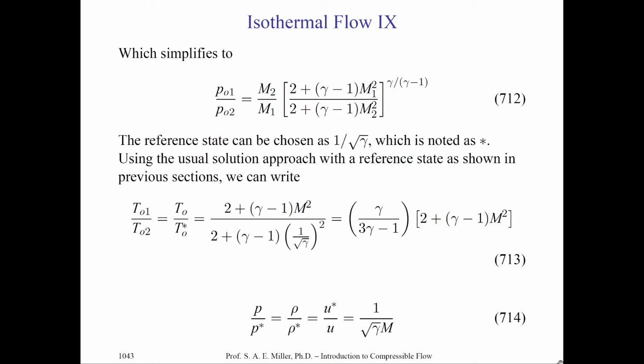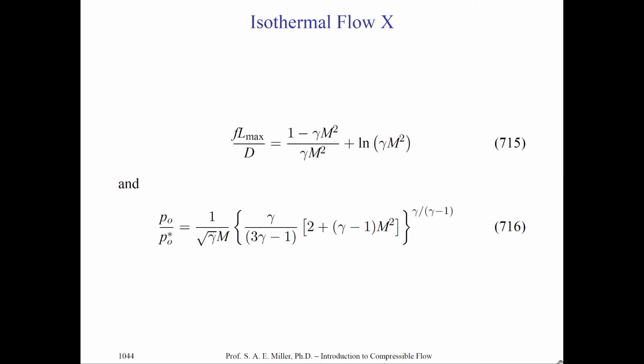This then illustrates and finds all other quantities, that is, the starred or critical quantities with respect to a particular flow quantity upstream relative to the critical value. Summarizing and finalizing these equations, we'll have f L max over D of (1 minus gamma M squared) over (gamma M squared) plus the natural log of square root of gamma M squared. So now we have, for isothermal flows, a closed form equation. These are very much like the tabulated formulas for Rayleigh flow and Fanno flow independently shown in the tables for this class. And the solution approach is exactly the same.